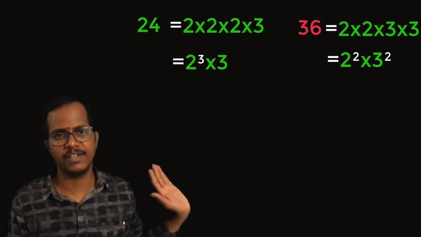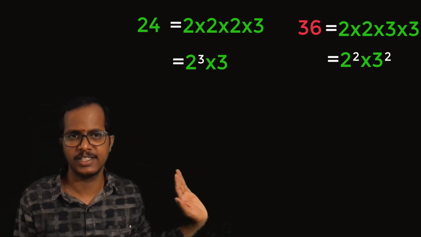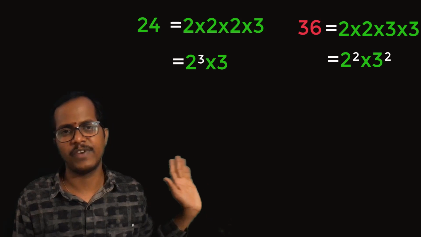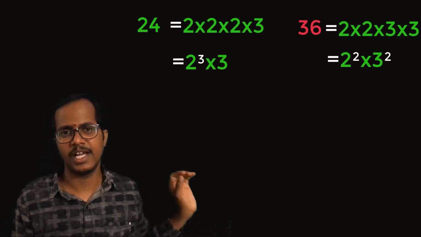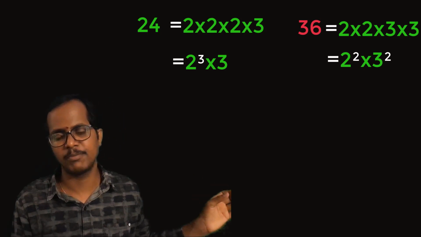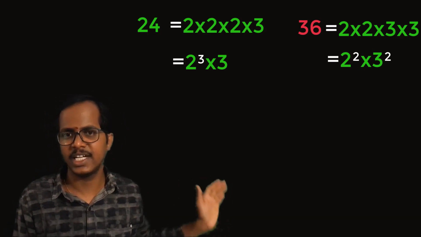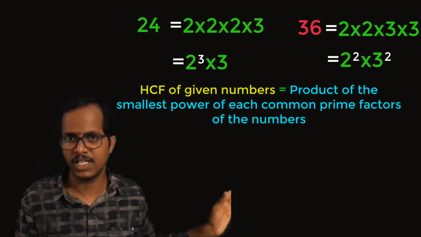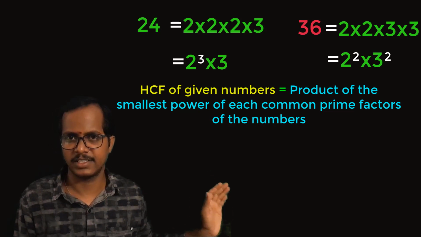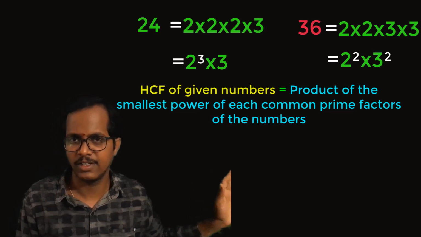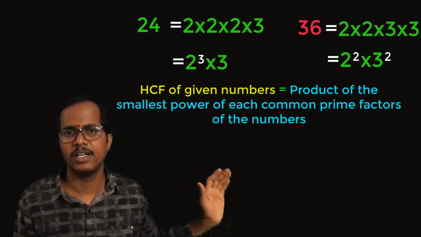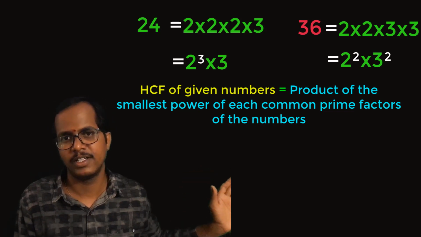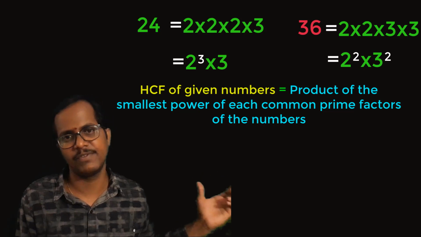Now to find the HCF of these two numbers 24 and 36, we need to consider the common prime numbers with their least power. So the HCF will be found by taking the product of the common prime factors with their least power. So to find the HCF of given two numbers, we need to consider the product of the smallest power of each common prime factor of the numbers. So again, what we need to consider to find the HCF? We need to take the common prime factors with their least power. Their product will give us the HCF of the given two numbers.